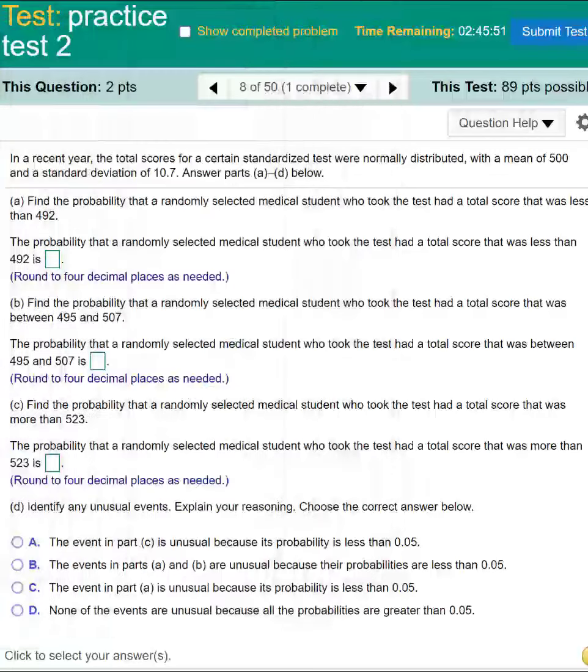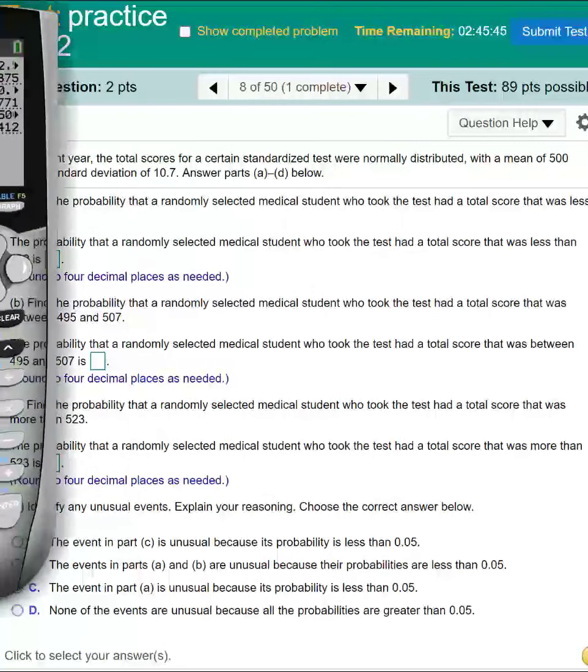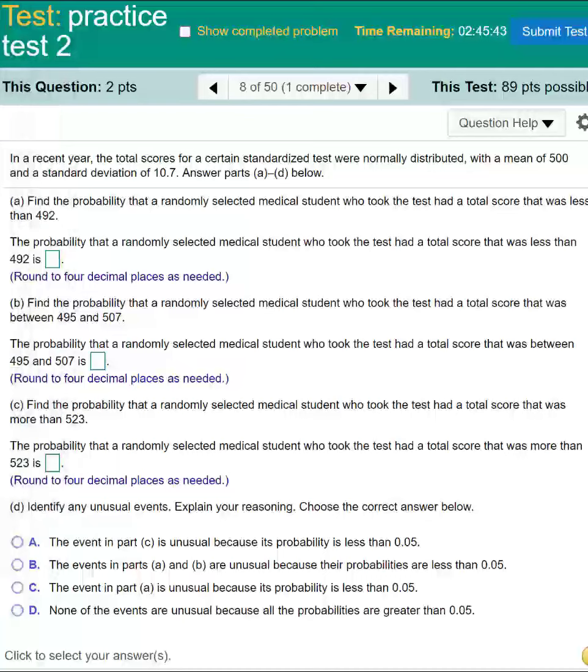So next, identify any unusual event. The answer in part C is unusual because it's less than 5%. So I'll choose A here. Okay, and then move on.